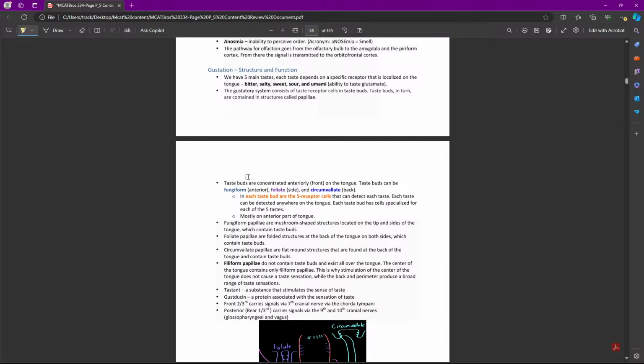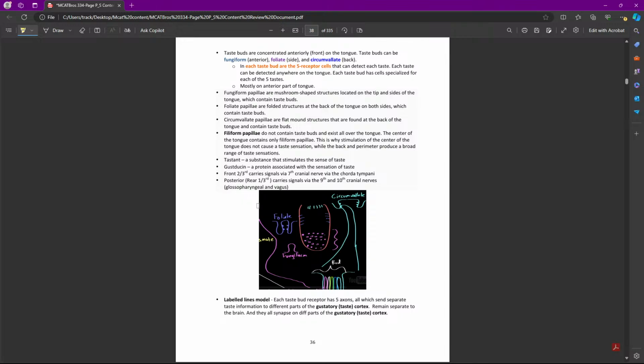Taste buds in turn are contained in structures called papillae. Taste buds are concentrated on the outside of the tongue. Taste buds can be fungiform, foliate, or circumvallate. Each taste bud has 5 receptor cells that can detect each taste. Each taste can be detected anywhere on the tongue. So basically, each taste bud contains all 5 receptors for the types of taste that we're going to experience.